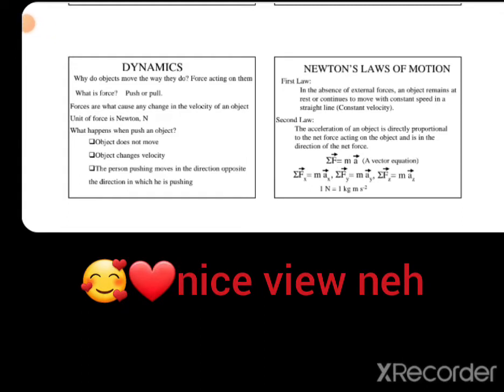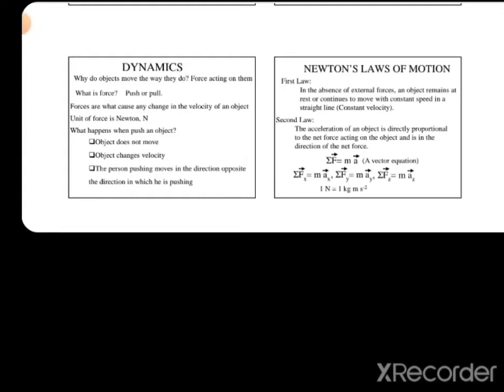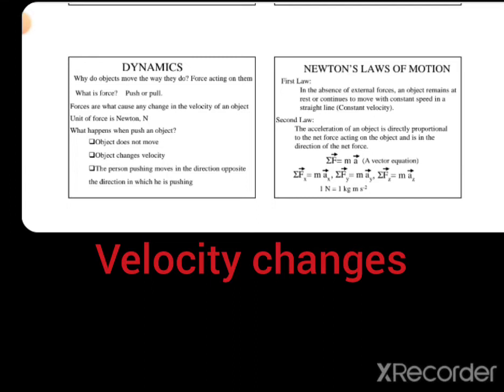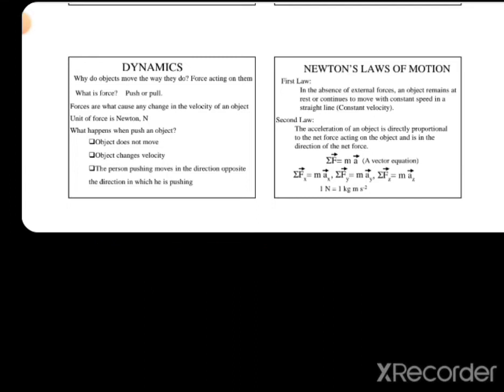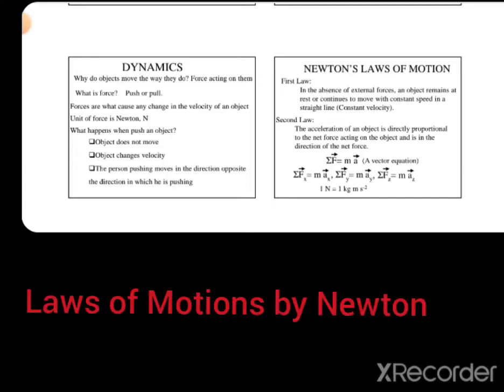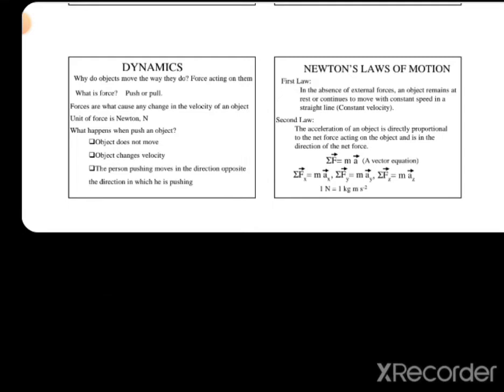Now, what happens when you push an object? When you push an object, the object moves and the velocity of the object changes. Now, we have the Newton's laws of motion. We have the first law of motion. It states that in the absence of external force, an object remains at rest or continues to move with constant speed in a straight line, or constant velocity.